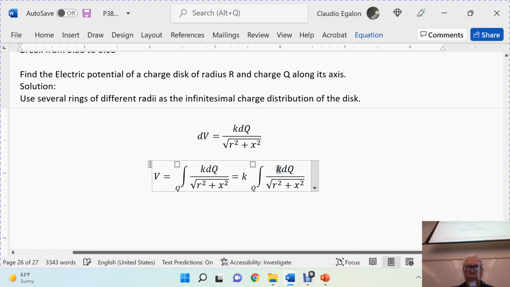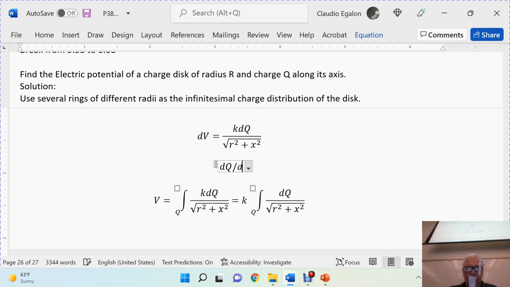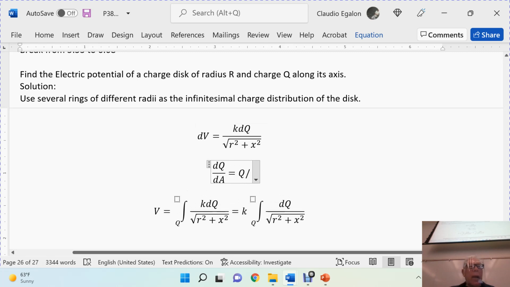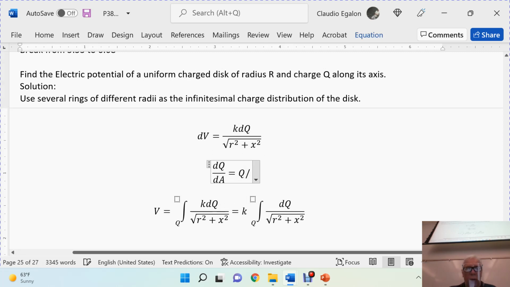And now the R depends. And then I can change the dq. I can write down the dq as being a charge density. Remember, the dq is, don't forget, a disk, right? So dq over dA is going to be given. Oh, by the way, find the electric potential of a uniformly charged disk. Uniformly charged disk of radius R and charge Q. That would be a better way of formulating the problem.